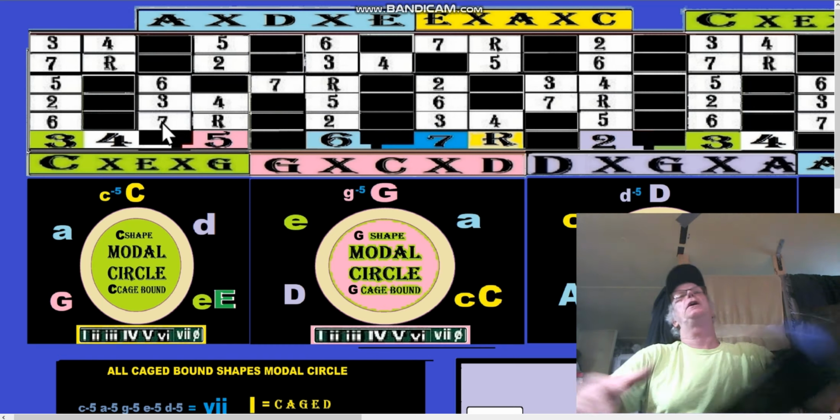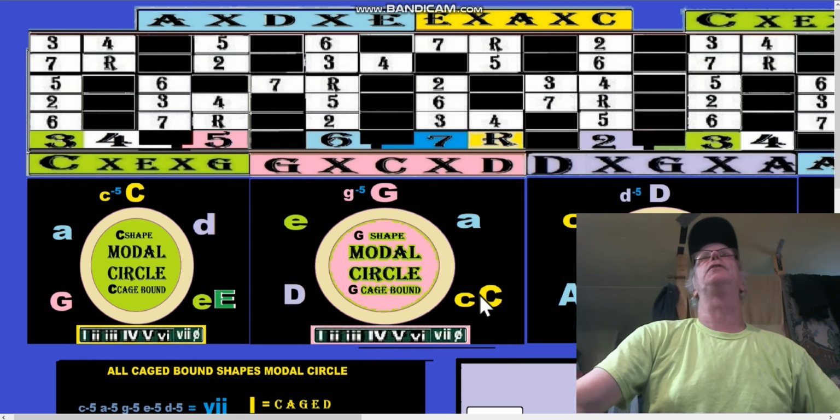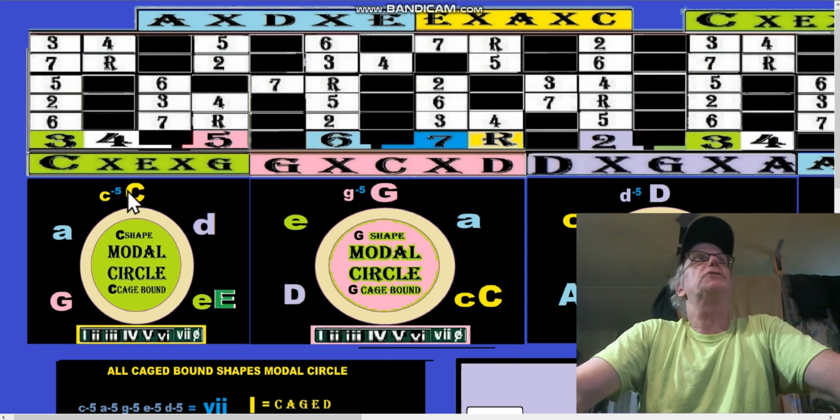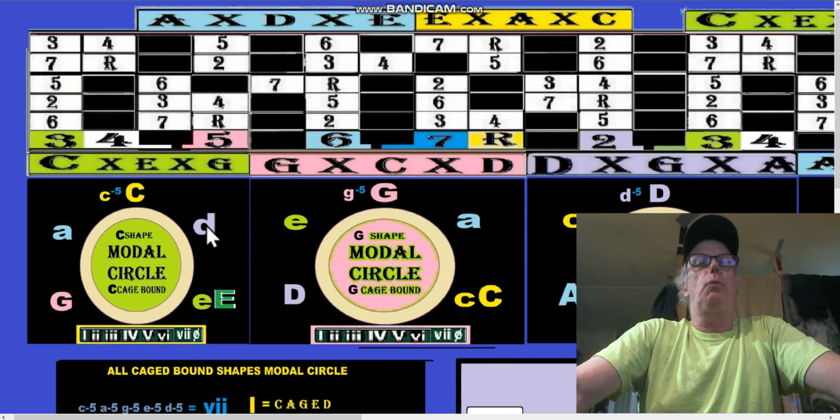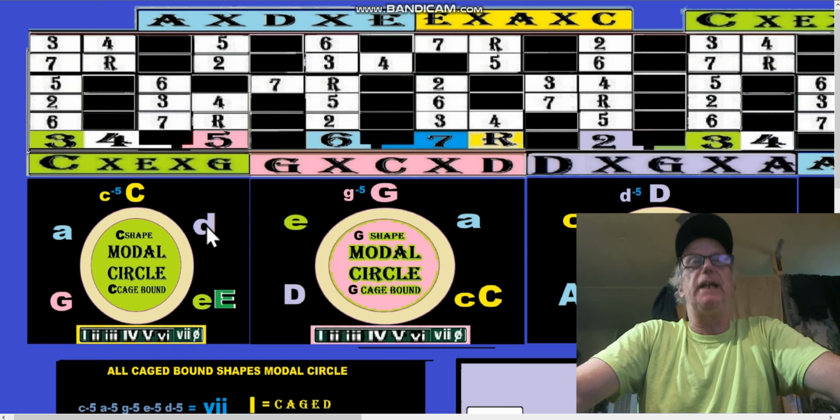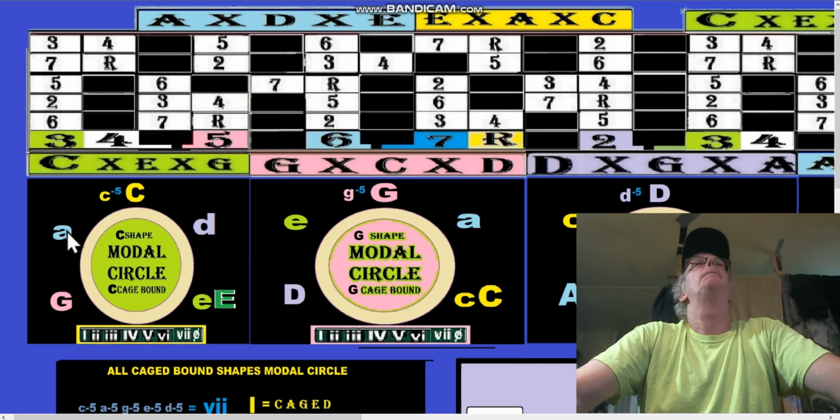So that's what the double is there, and it changes for each of the shapes because we start on the Ionian and we just add one pentatonic letter in the key of C caged to get through the circle. So it makes it pretty easy.